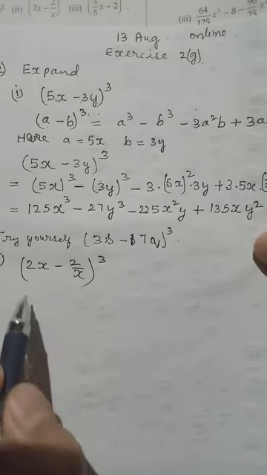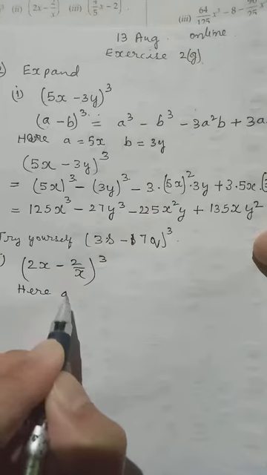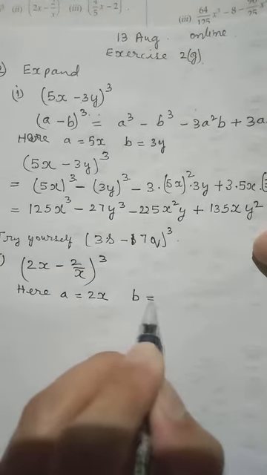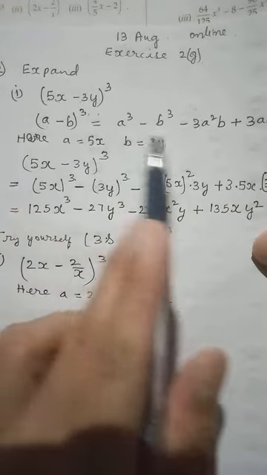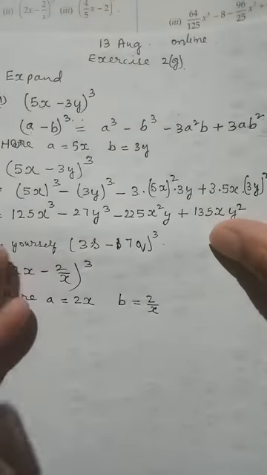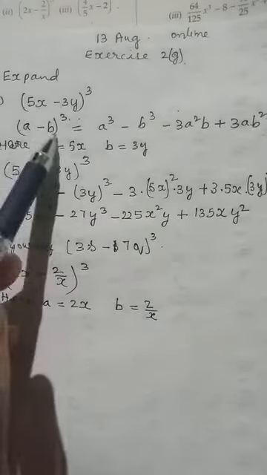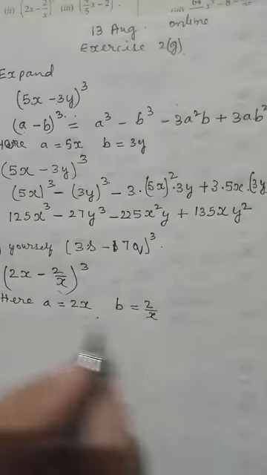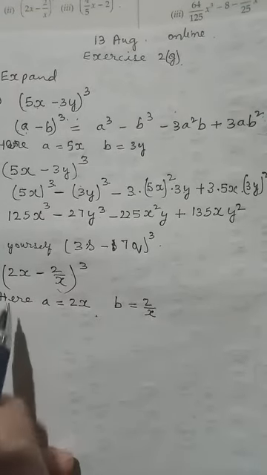That means wherever there is a, you have to replace it with 2x. Wherever there is b, you have to replace it by 2 by x. Where will you replace? You will have to replace in the formula. Remember, the minus sign and power will remain the same. You will only exchange a with 2x and b with 2 by x. And the formula you have to remember yourself because no one is going to give it to you. Okay, so let's do it.